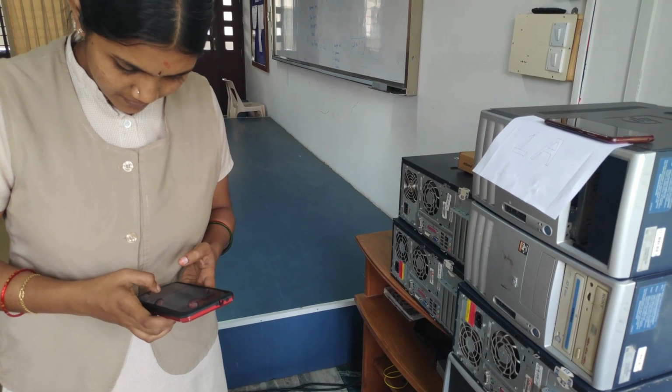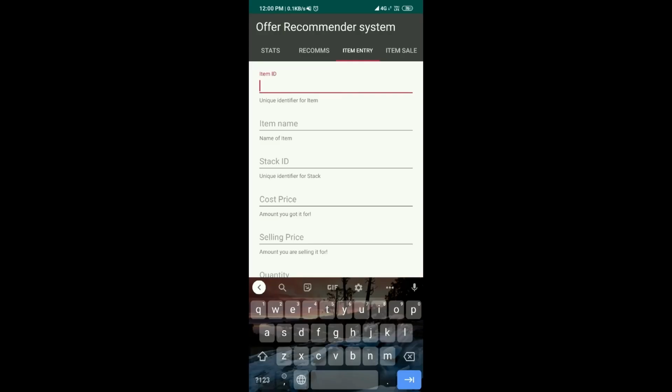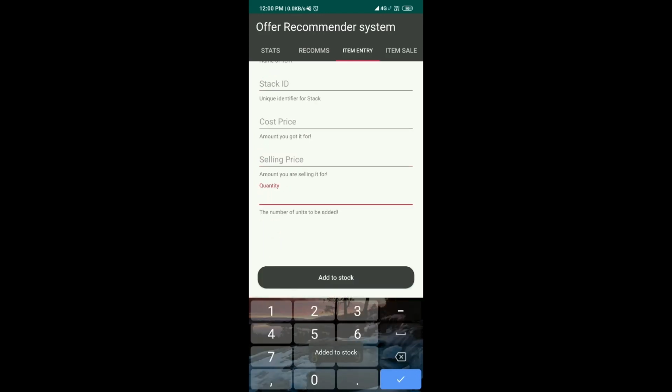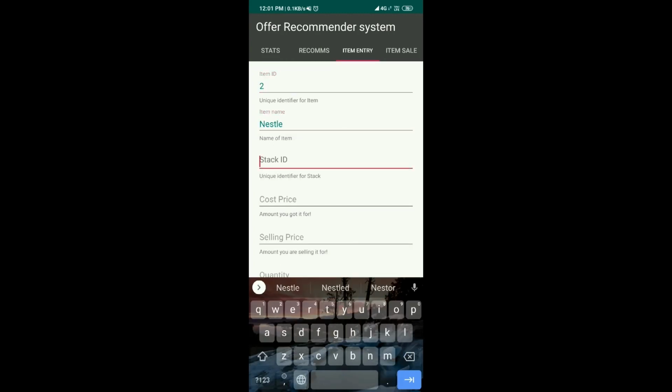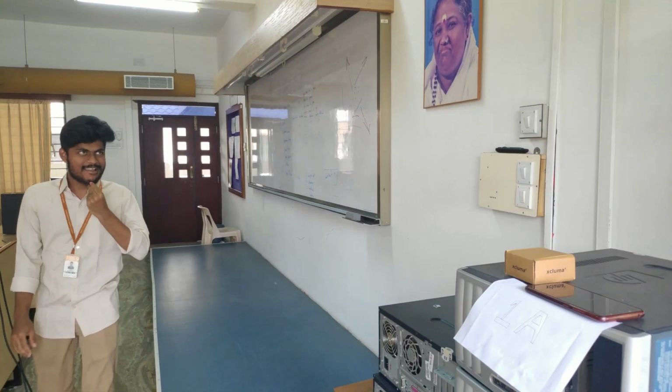All this is very easy, and we have used a very simple slot sensor to demonstrate the entire process. See that I am entering Horlicks, stack ID 1A, cost price, selling price, and quantity; everything has to be updated. And similarly for stack 1B, I am writing for Nestle right now and updating it.